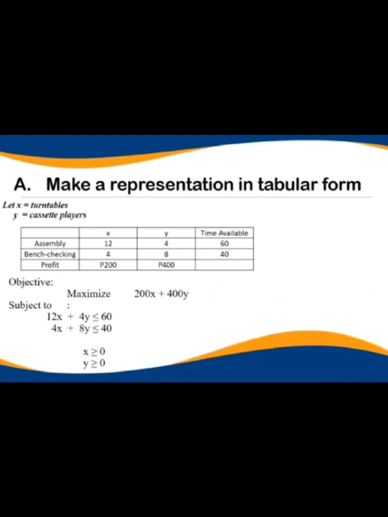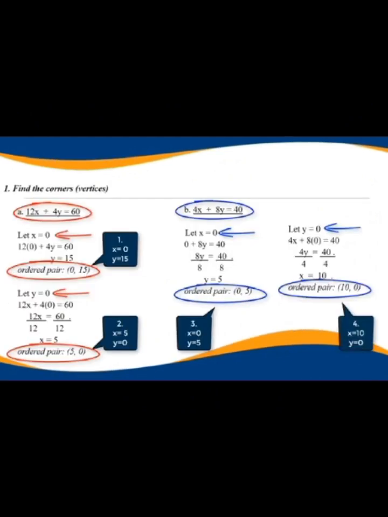12x plus 4y greater than or equal to 60. 60 is the time available. 4x plus 8y greater than or equal to 40. 40 is the time available. So let's convert it into the equation. Number 1, find the corner vertices.